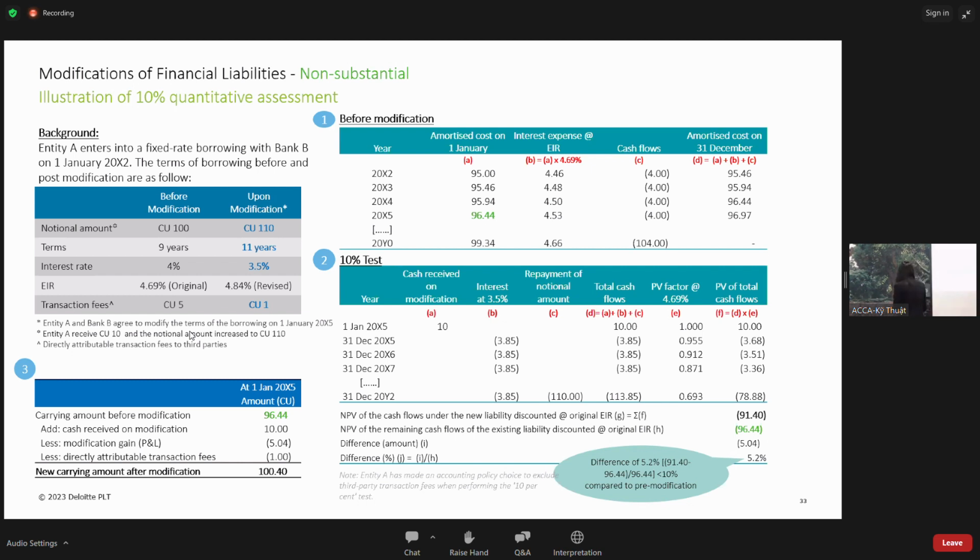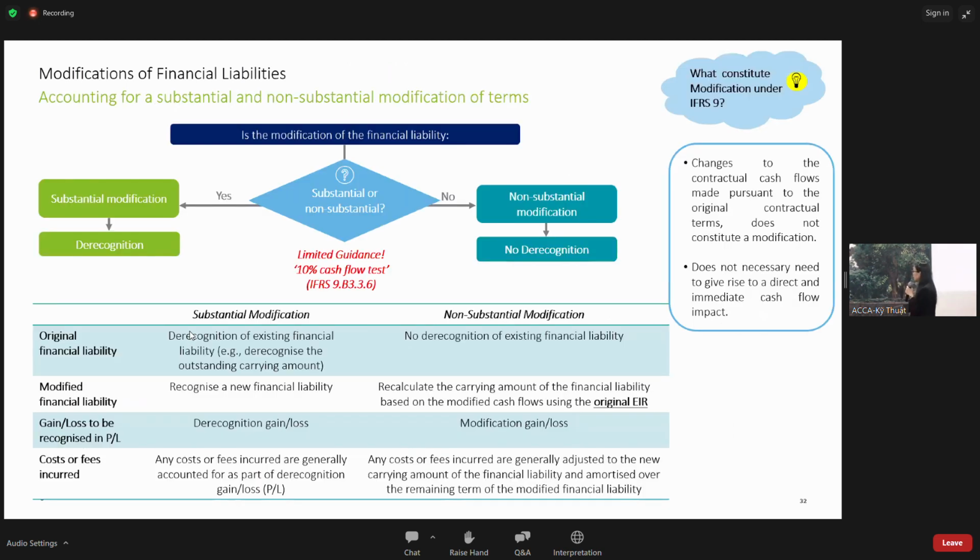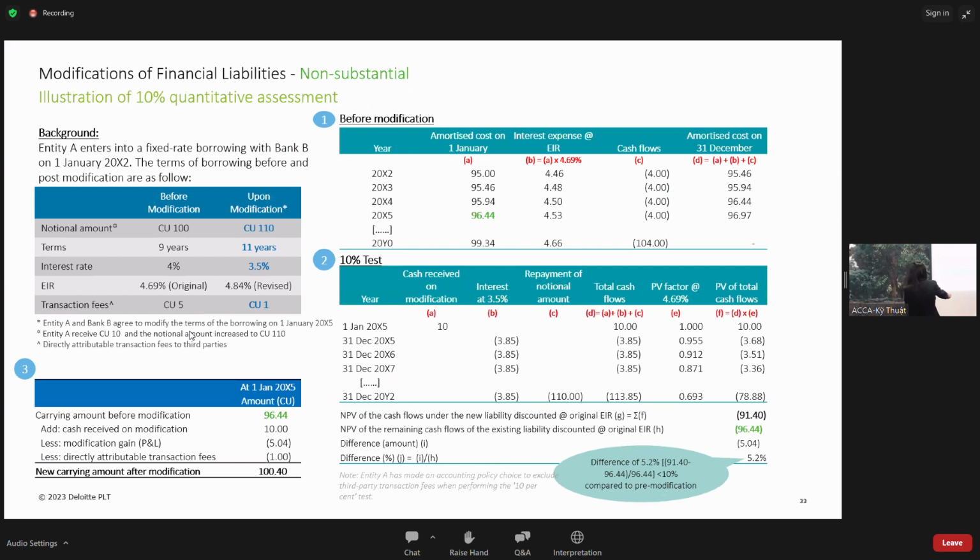So if I go back to the guidance here, it will say modification gain or loss I need to pick up. My 10% test, I was testing using the original EIR. And then my cost of fees that I incurred, which is the 1, I must adjust to the new carrying amount. That's why I adjust it. Here is the new carrying amount. So this is my new carrying amount after I modify my loan.